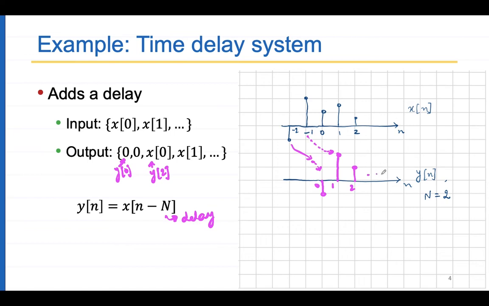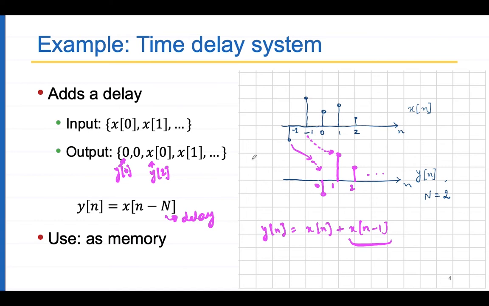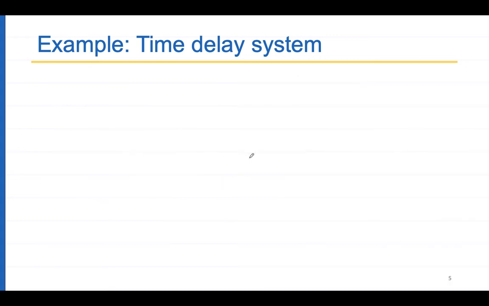Right, in this way you can keep drawing. So this is my time delay system. Now, what is the use? It can be used as a memory device. If I want to make a system which is, let us say, y of n is equal to x of n plus x of n minus 1, right? So I need to store my previous value, and this time delay system can be used to save that value and process it at the next time instant.